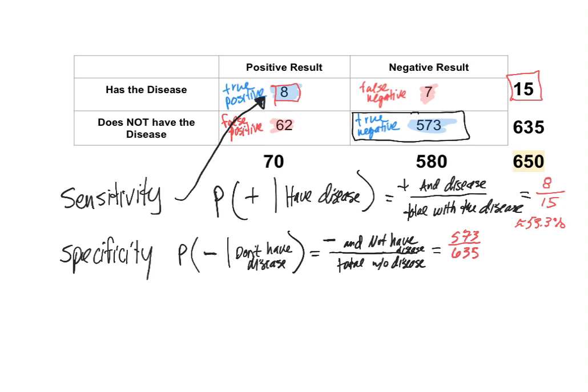So when we put this into the calculator, we should get that this percent is about 90.2% if we round to the tenths place. So the specificity as a probability, if we leave it in fraction form, is 573 out of 635. In percent form, we get 90.2%.